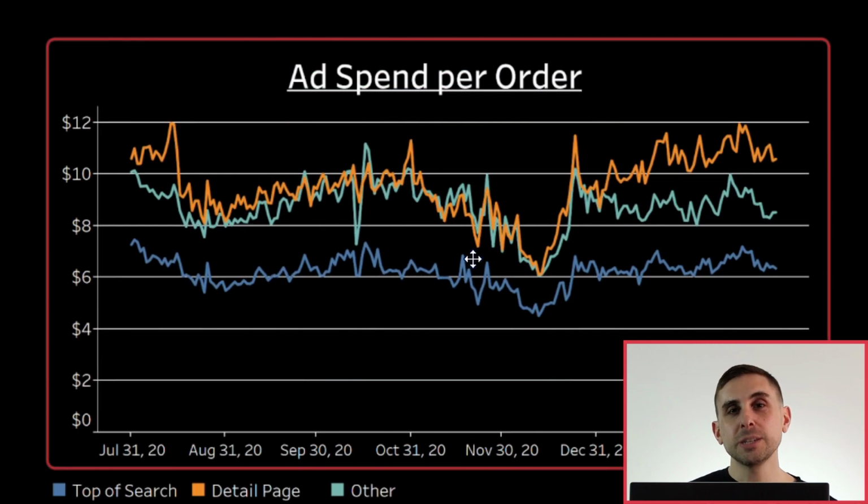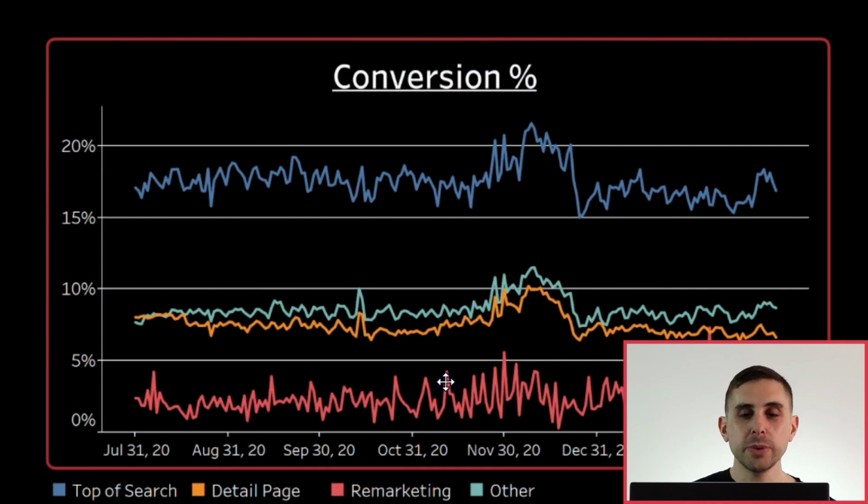Take a look at the ad spend per order, and you can see that the top of search requires the least amount of ad spend in order to generate a sale, hovering in around $6. Take a look at conversion percentage based on placement. You can see that the top of search has the highest conversion percentage, and the lowest conversion percentage is remarketing. And this is when we're targeting shoppers off of Amazon and trying to bring them back.